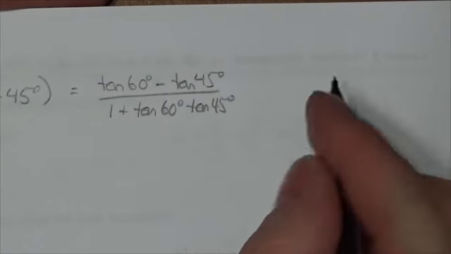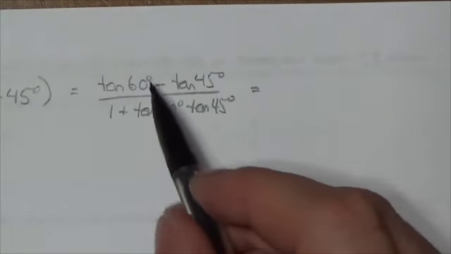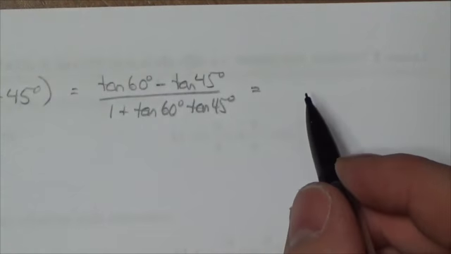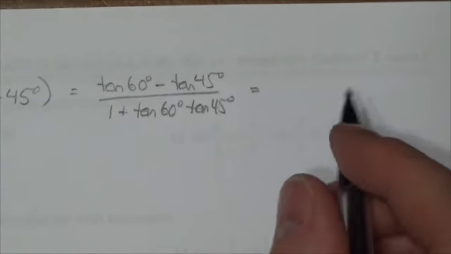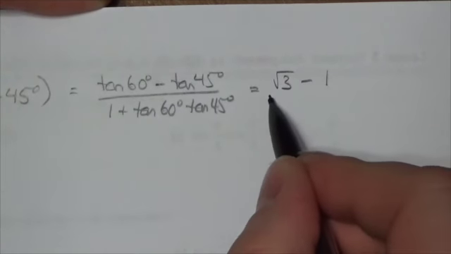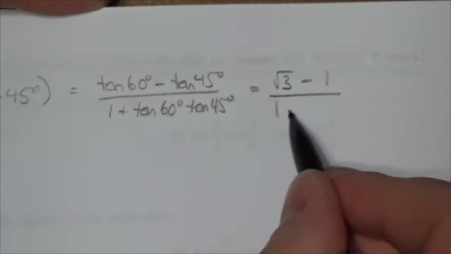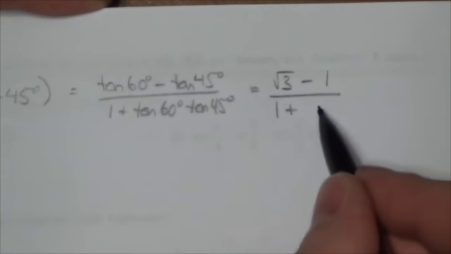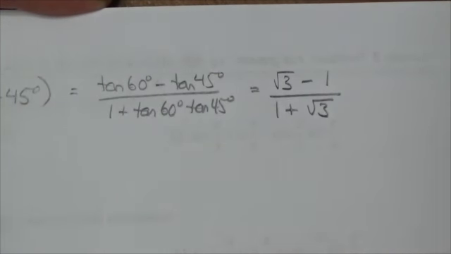Now here's where the real issue kicks in. The tangent of 60 degrees is just root 3. And the tangent of 45 degrees is 1. And so this becomes 1 plus root 3 times 1. It's just 1 plus root 3.